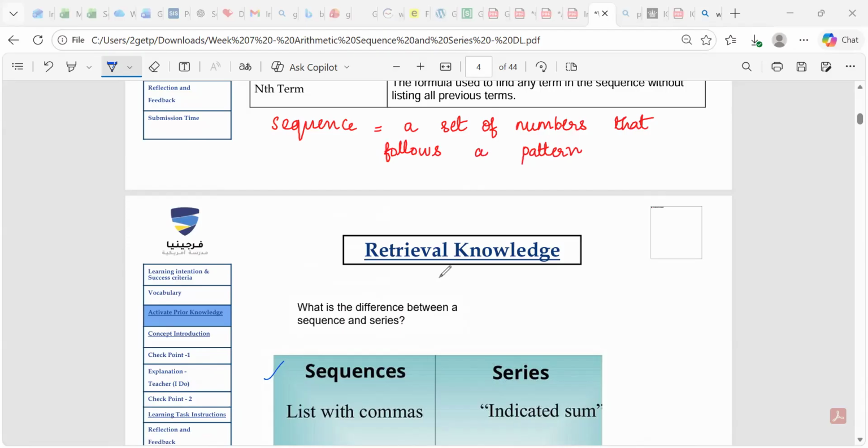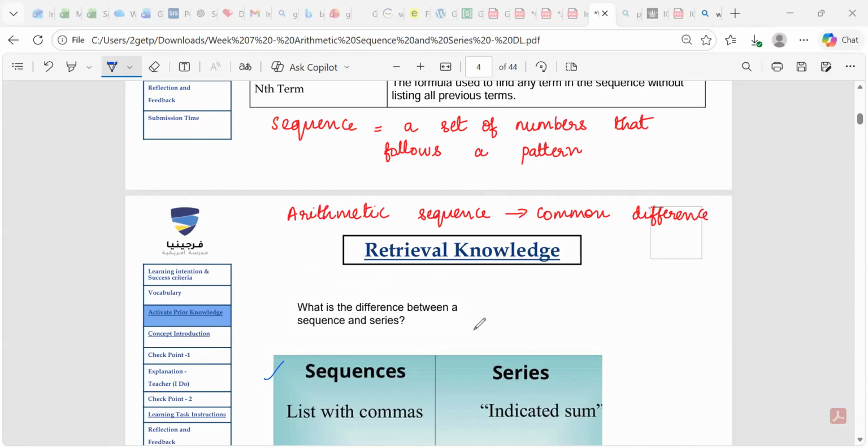Now, we are going to explicitly discuss only about arithmetic sequence. We have arithmetic sequence, geometric sequence, quadratic sequence, cubic sequence, exponential sequence. So in this video, we are going to only discuss about arithmetic sequence. So what is an arithmetic sequence? Arithmetic sequence will always have a common difference.